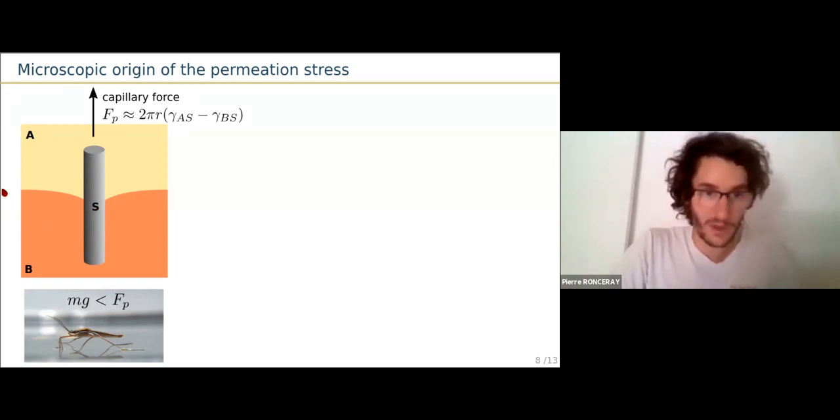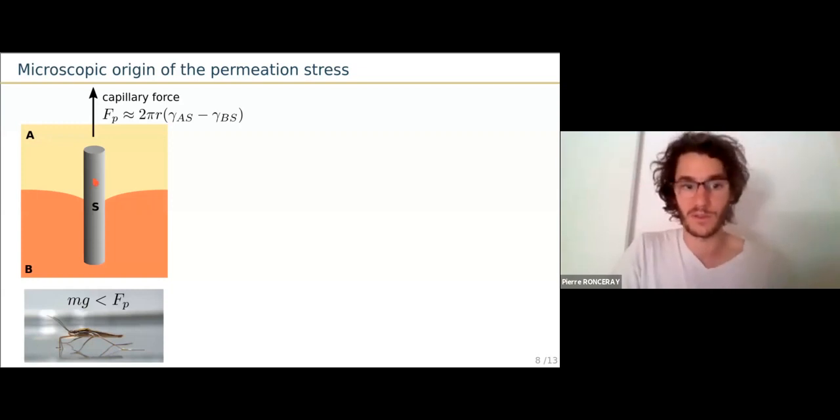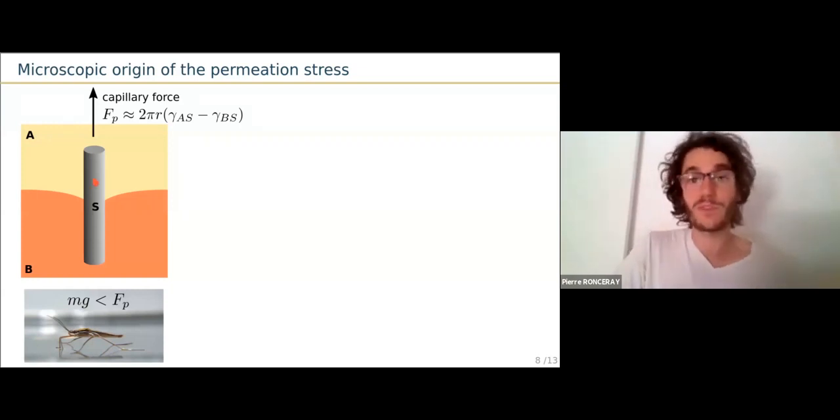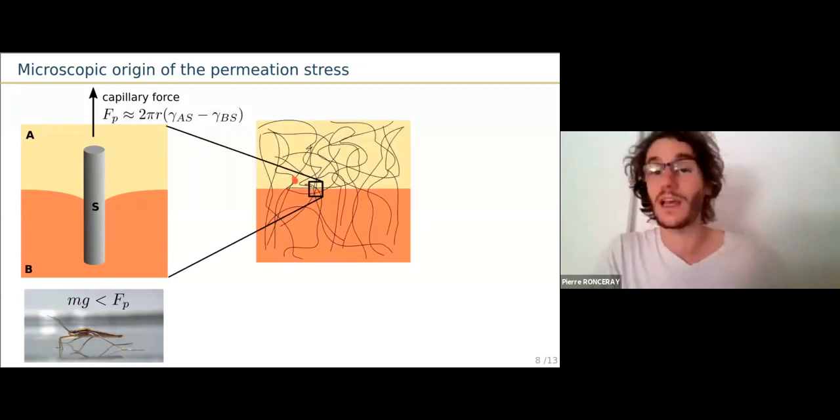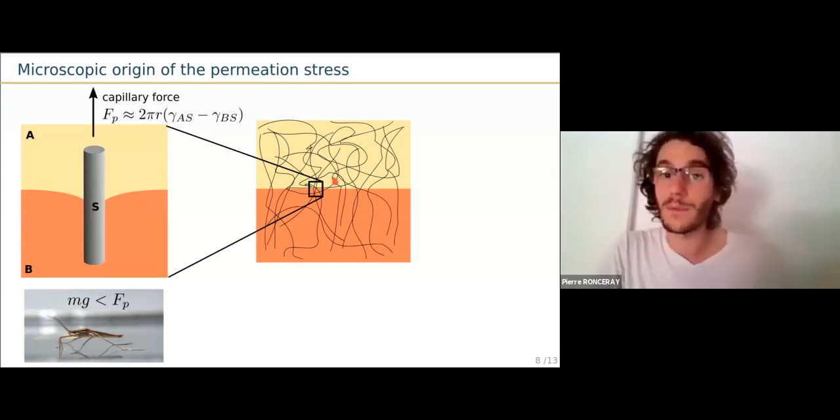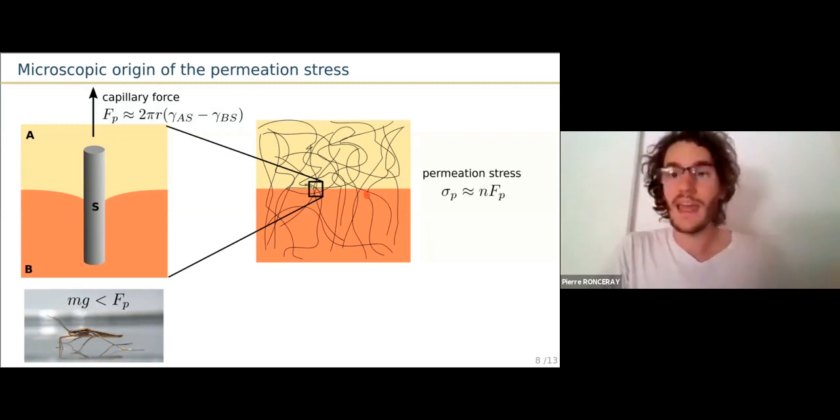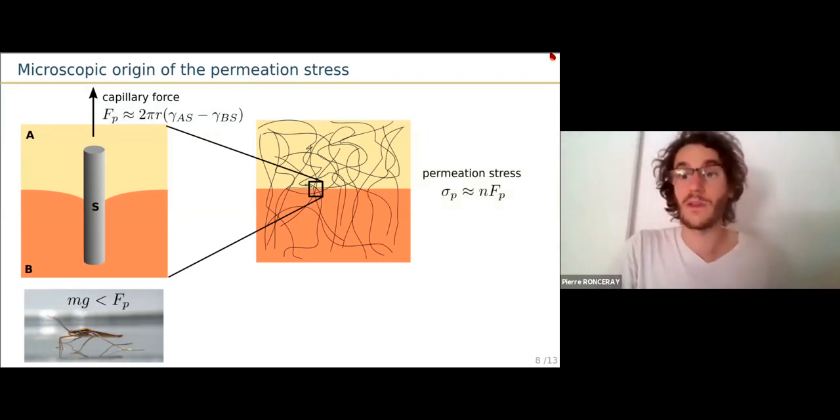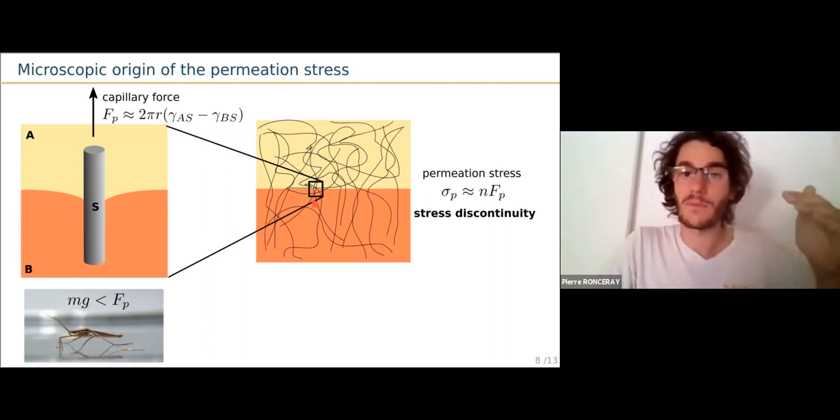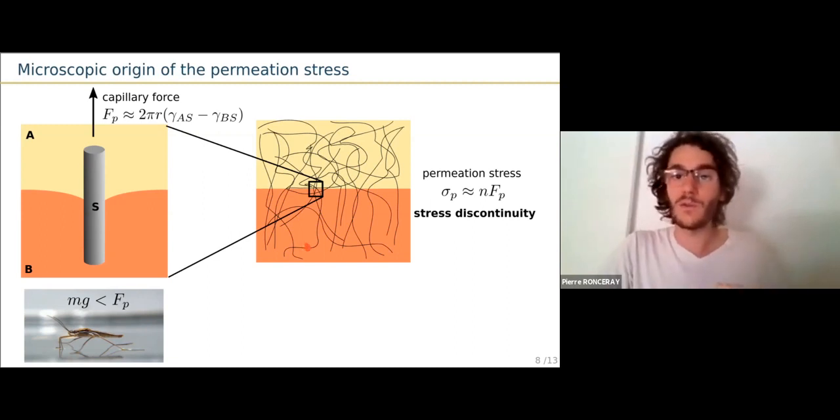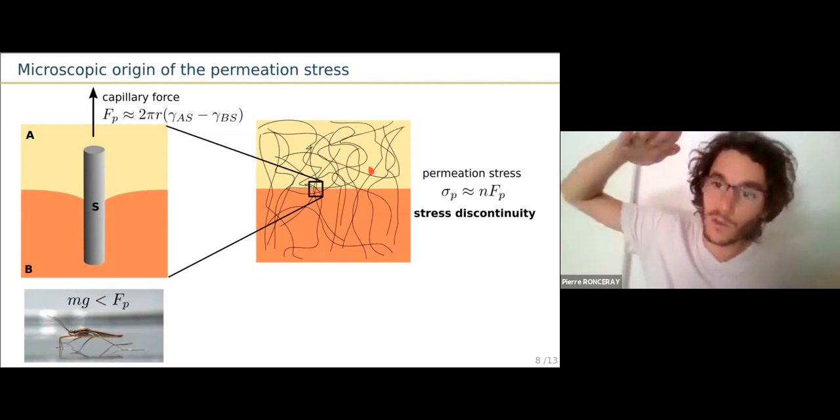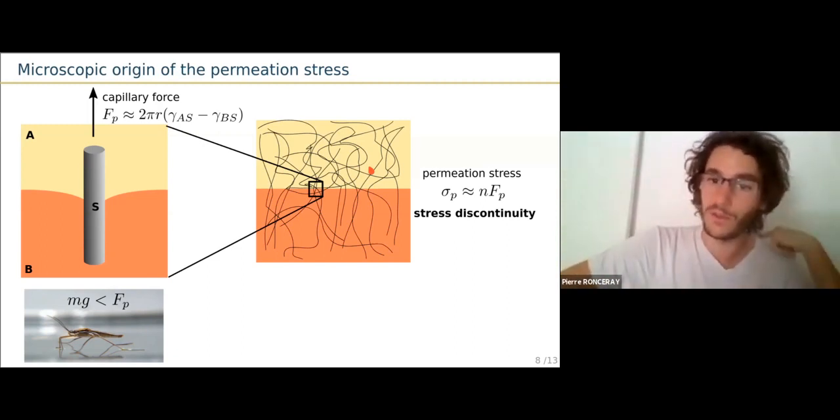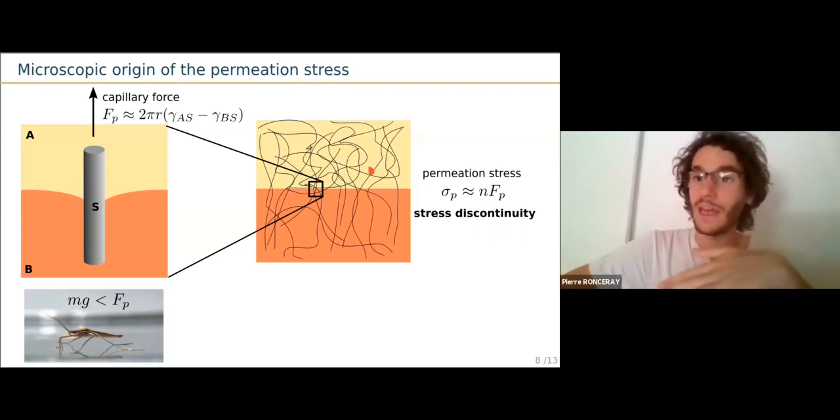Now, that's at the level of a single filament that I assume to be perpendicular to the interface. If now we zoom out and look at the network scale, there's a number of filaments per unit area that pierce through the interface, and that results in a force per unit area, meaning a stress. So this permeation stress is the stress discontinuity that is induced by having the network penetrating through the interface between the two liquids. It's the stress that you need to impose in order to push the network into the liquid it likes the least.